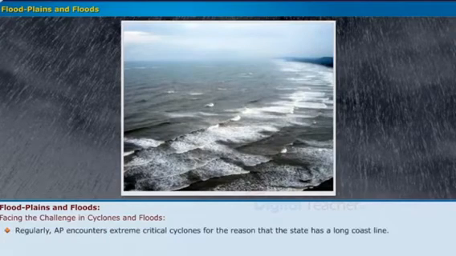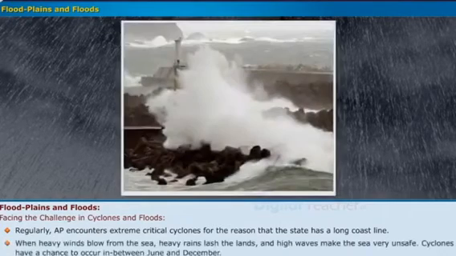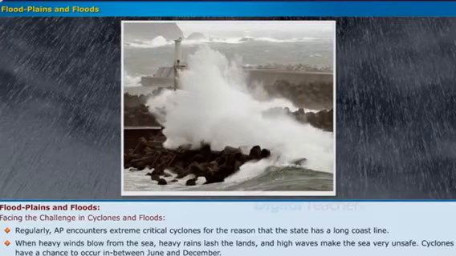Regularly, AP encounters extremely critical cyclones for the reason that the state has a long coastline. When heavy winds blow from the sea, heavy rains lash the lands and high waves make the sea very unsafe. Cyclones have a chance to occur between June and December.